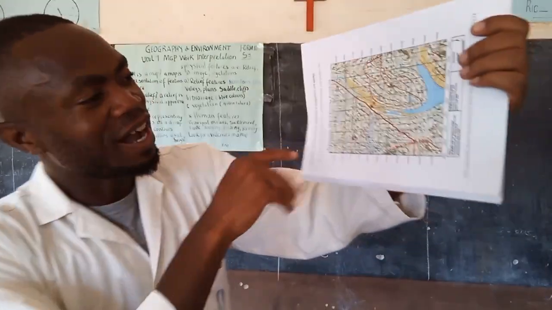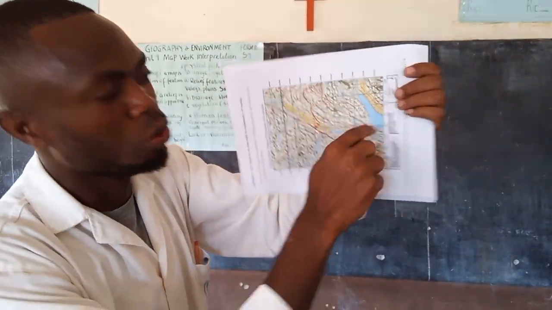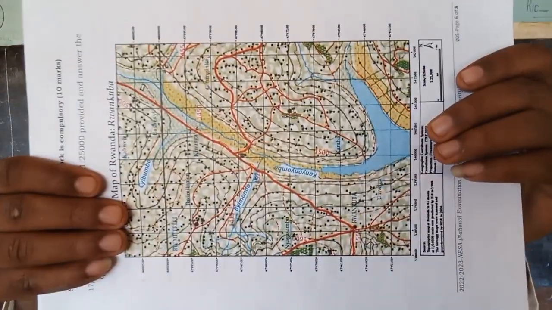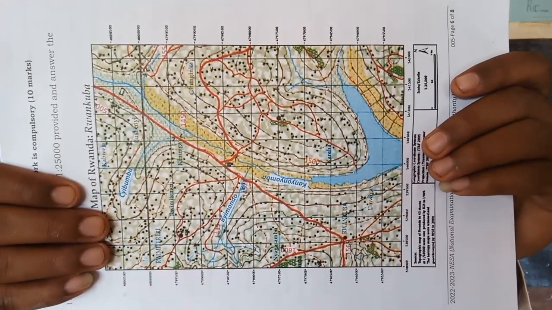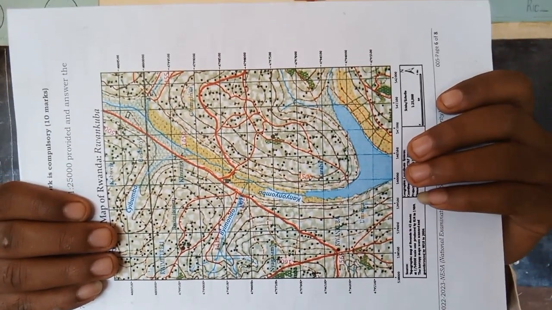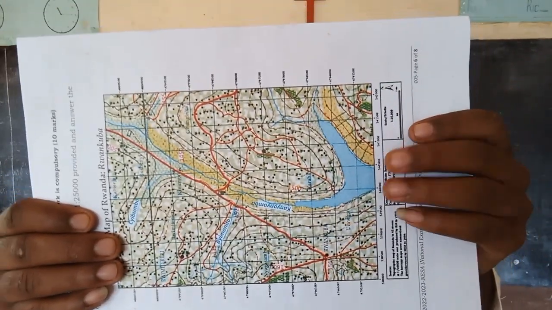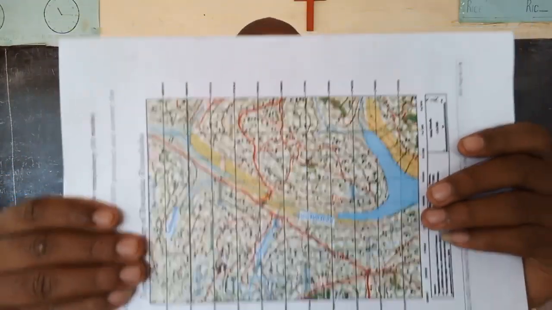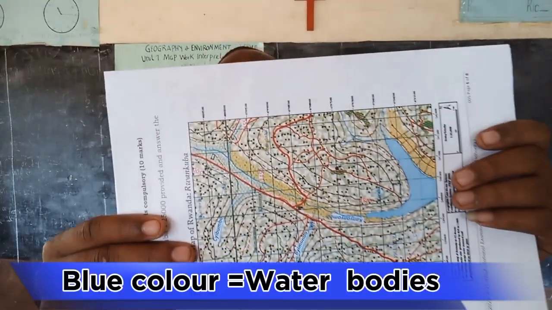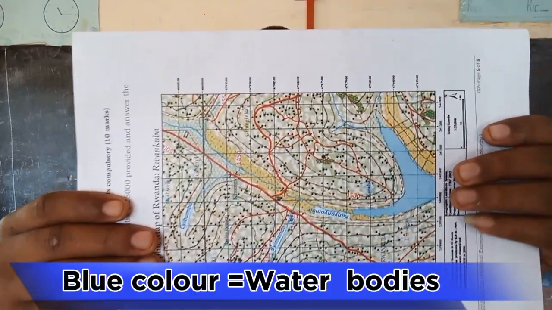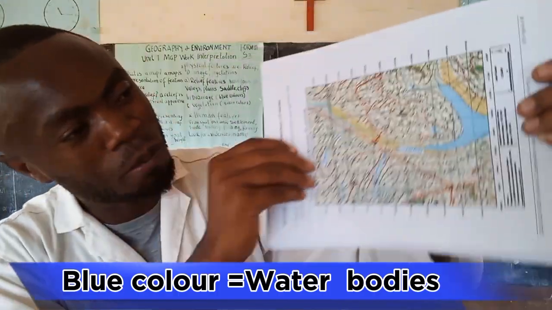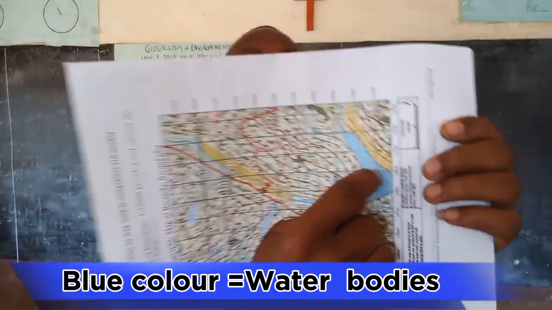Another example, colors. Here you are seeing blue, the blue color on this topographical map. In your mind, you can ask yourself, what does blue color represent on a map? Where you find a blue color on a map, make sure it is water bodies. Water bodies are represented by blue color.